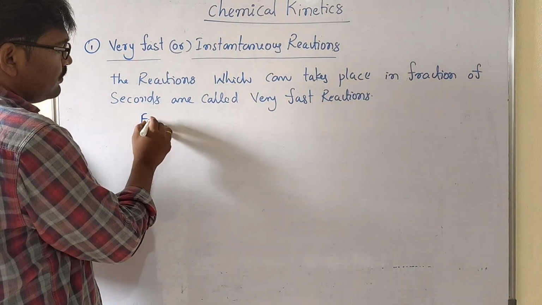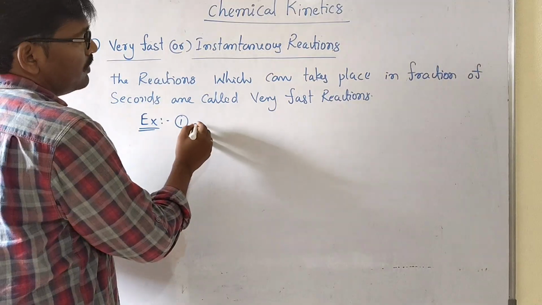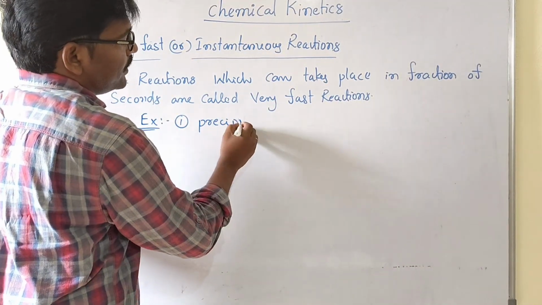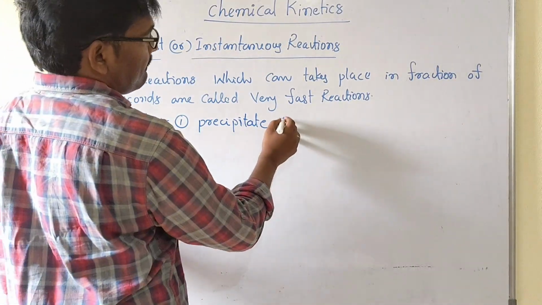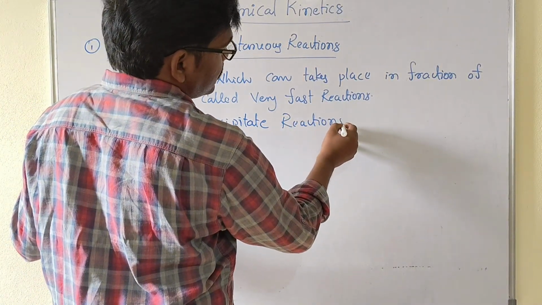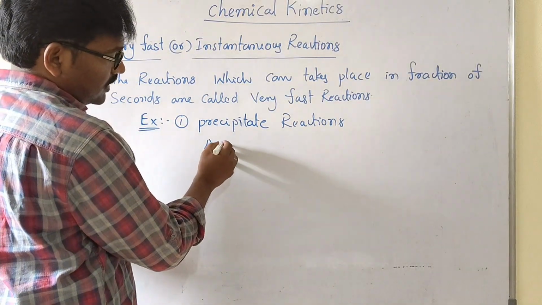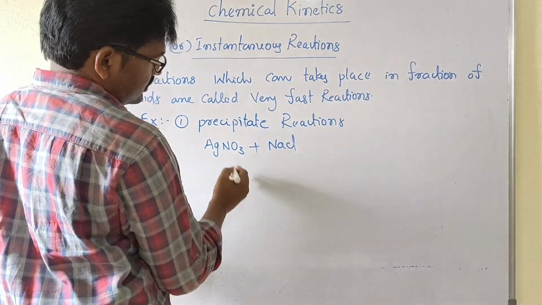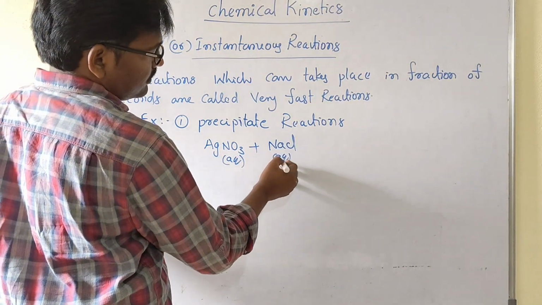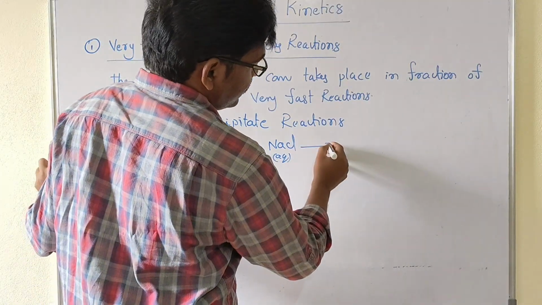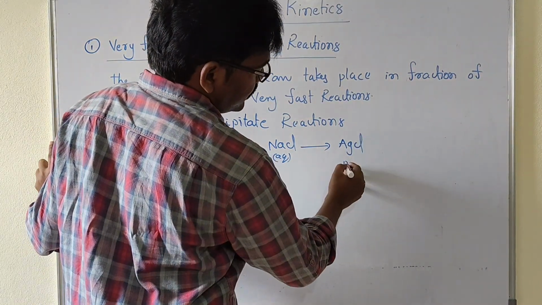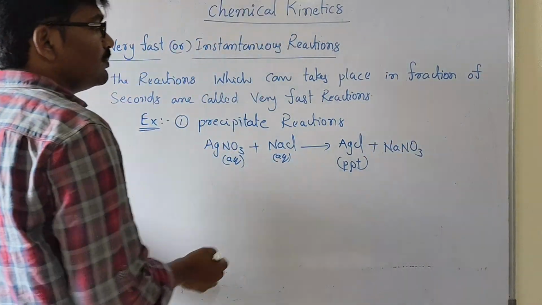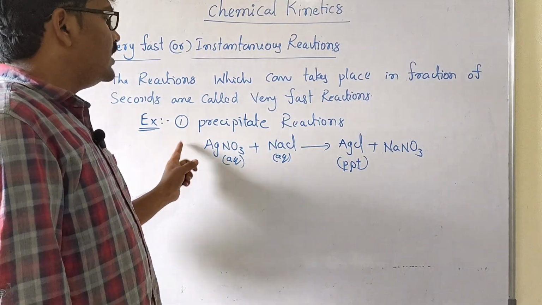What are the examples of very fast reactions? Example number 1, precipitation reactions. What are precipitation reactions? One example: if you take AgNO3 aqueous solution and treat it with NaCl aqueous solution, it forms AgCl, which is a precipitate, plus NaNO3. Such precipitation reactions are very fast reactions.